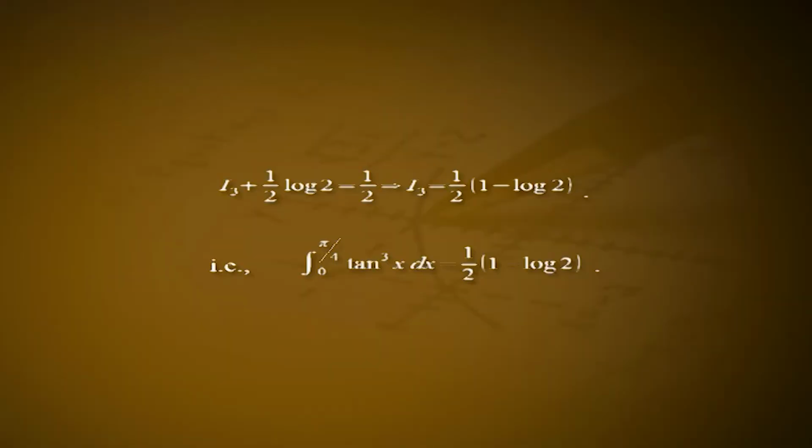Therefore, we have I 3 plus 1 by 2 log 2 is equal to 1 by 2, which implies I 3 is equal to 1 by 2 into 1 minus log 2. That is, integral from 0 to pi by 4 tan cube x dx is equal to 1 by 2 into 1 minus log 2.